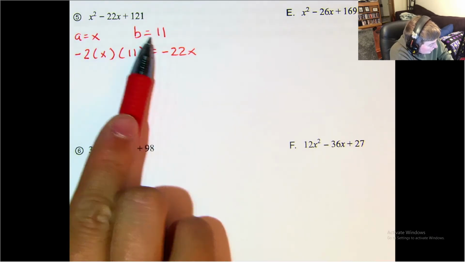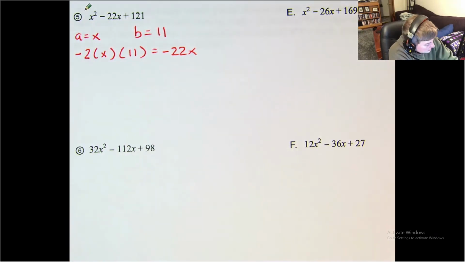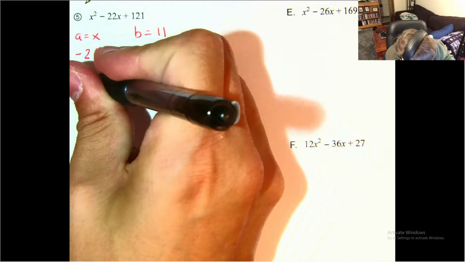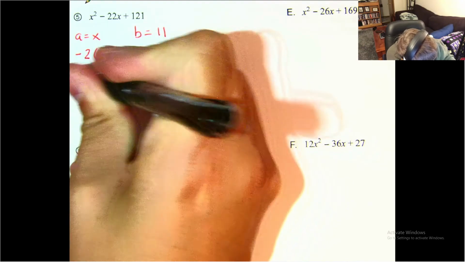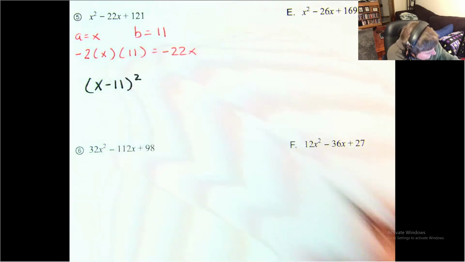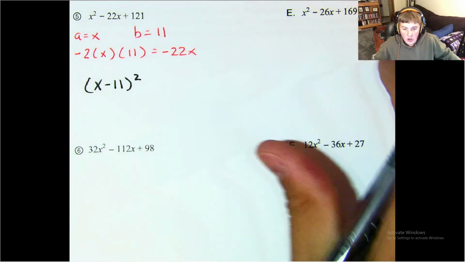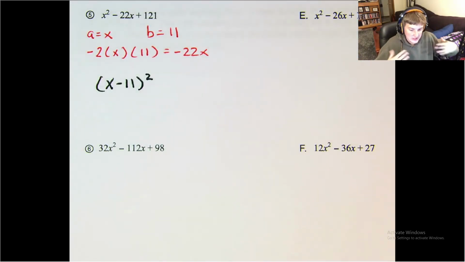So here you can see all of my pieces fit together. So this is just going to factor into x minus 11 squared. And again, you have these other methods to factor. So if this method isn't working for you, feel free to use those other methods.